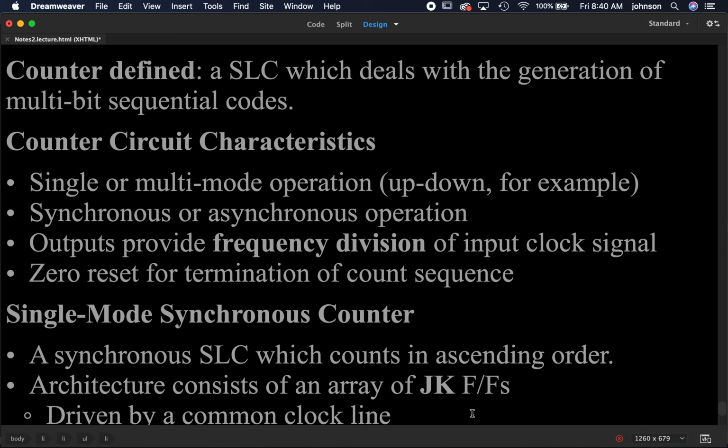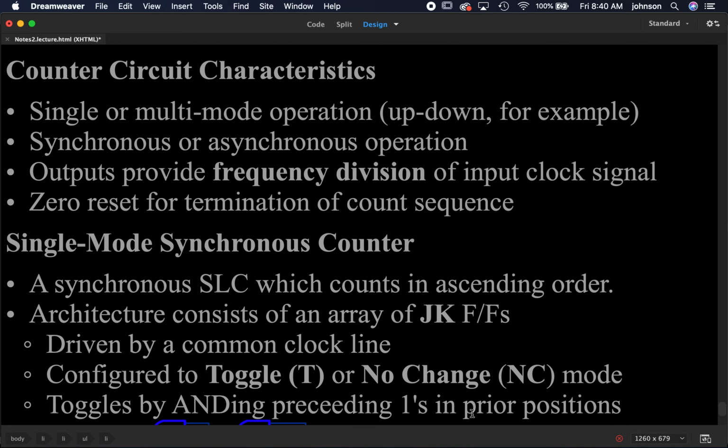We have arrived at our last subject for this semester, and this is going to be about counters. And so, what are counters? They are sequential logic circuits which deal with the generation of sequential codes, that is, codes that change from one number to another. And we're going to find out from our discussion today that counters can be what we call single mode, such as counting 0, 1, 2, 3, 4, 5, or multi-mode, up and down.